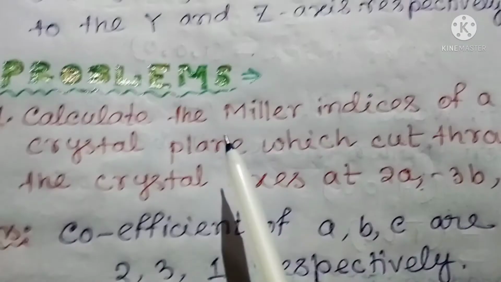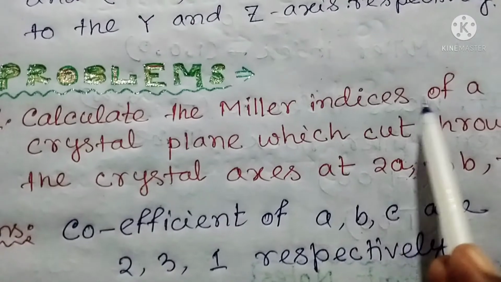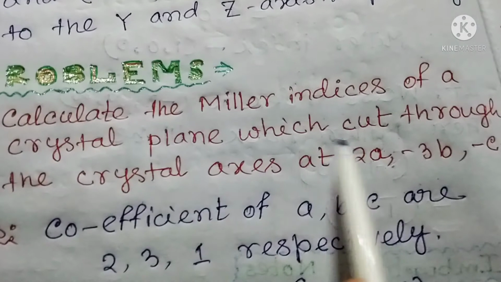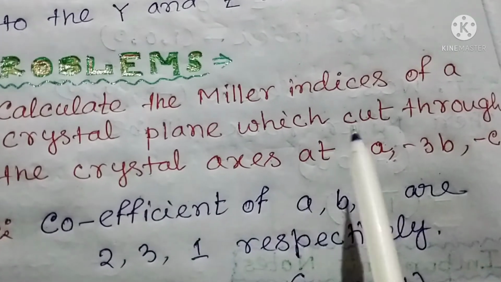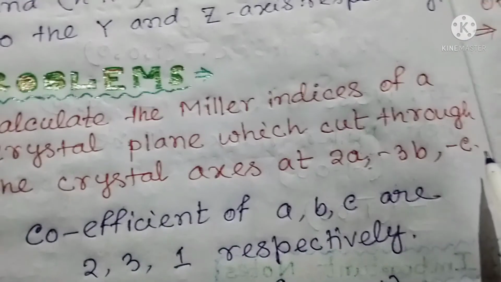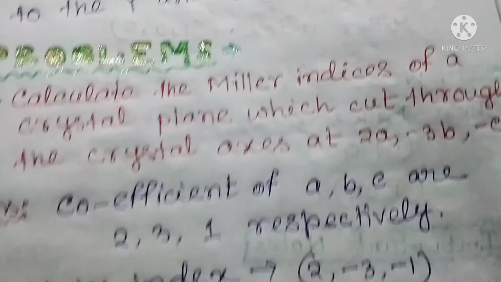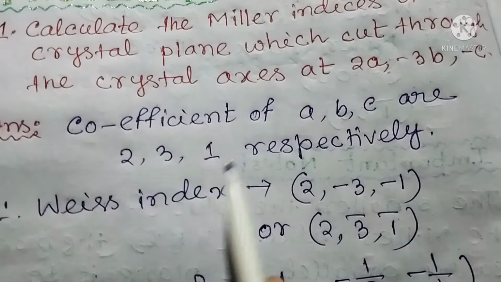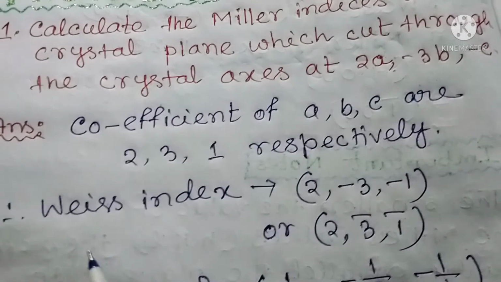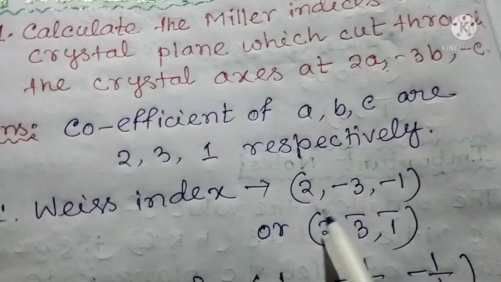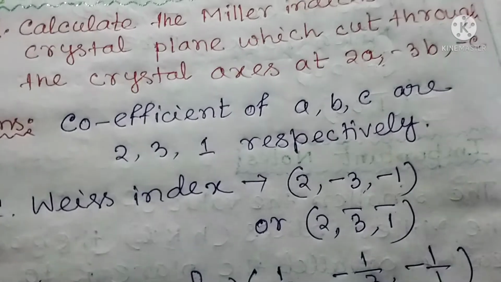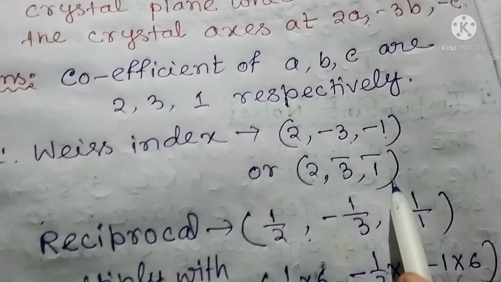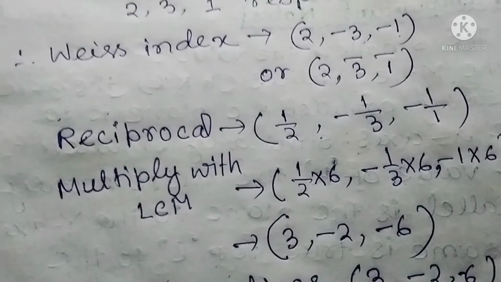First question is, calculate the Miller indices of a crystal plane which cuts through the crystal axes at 2a, minus 3b, minus c. Coefficients of a, b, c are 2, 3, 1 respectively, and the Weiss index is 2, minus 3, minus 1, or 2, 3 bar, 1 bar. Now, how do we get the Miller indices from the Weiss index?